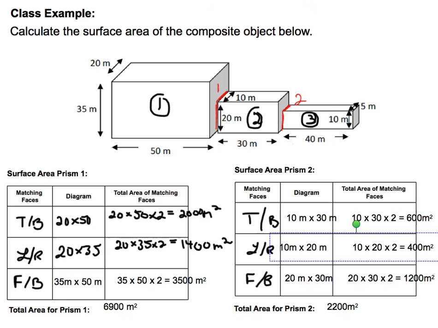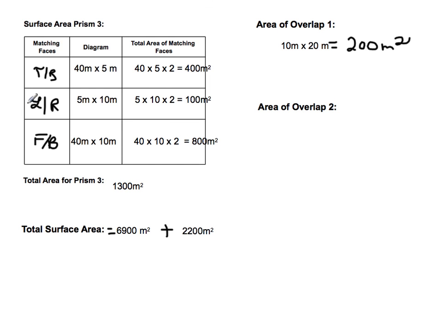Let's go and look at our area for overlap 2. It is actually the left side of prism 3. So let's go to the left side of prism 3, and I'm just going to copy and paste it over. Okay, so the left side of prism 3, and I get 50 meters squared.